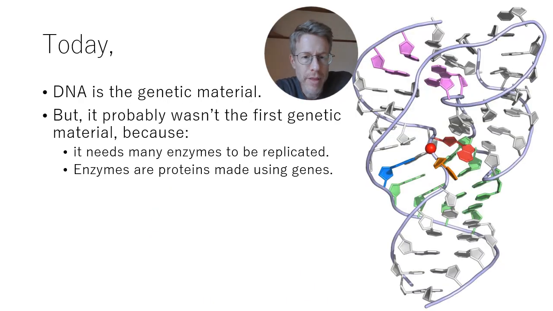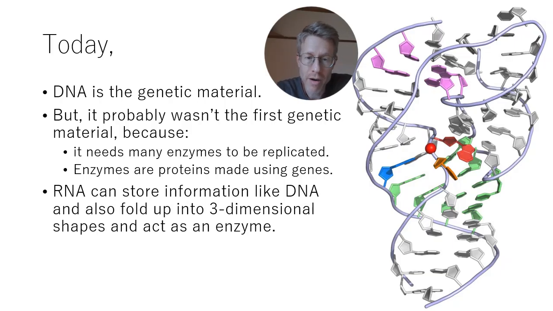The reason for that is because DNA is complex, and specifically it needs enzymes to be replicated. But enzymes are produced using genes found in DNA. So how can you get DNA if you need enzymes, but you need DNA to make enzymes? It's like a chicken-egg problem. So it's thought that it's not likely that DNA was the first genetic material.